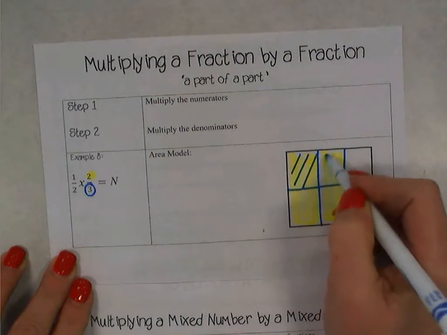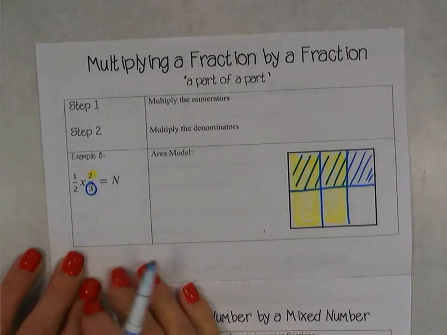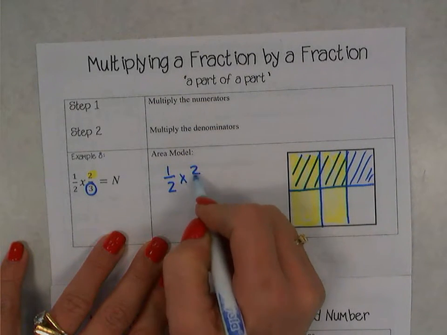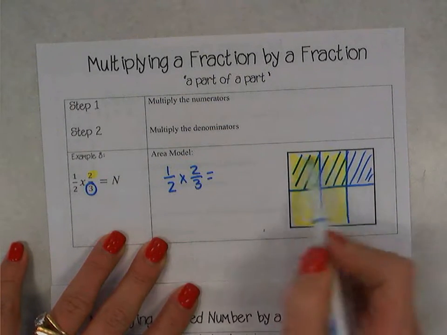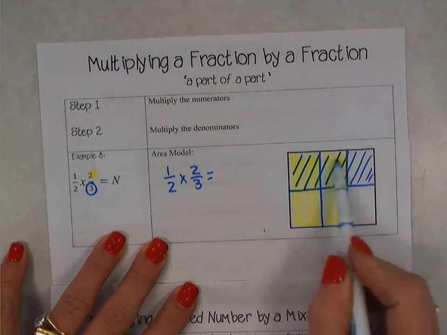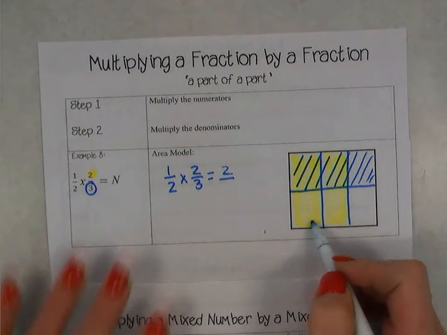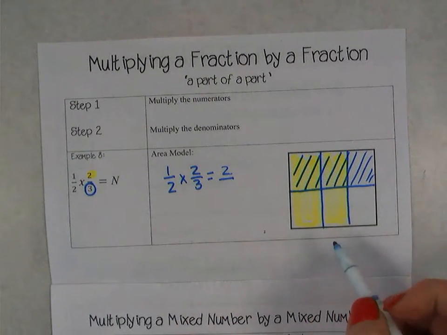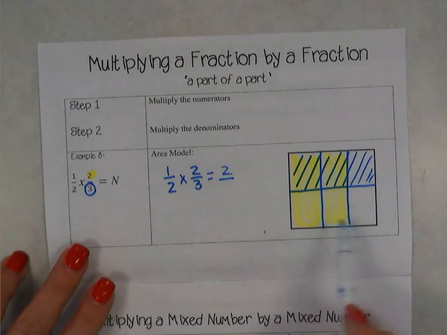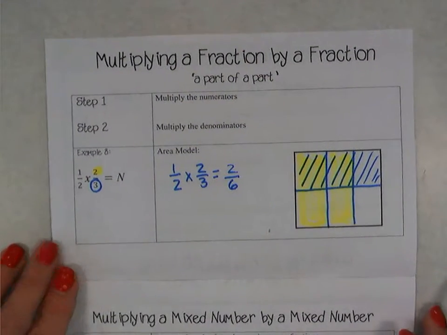And you'll notice my blue shading here represents half the pan, but my double shading represents half of 2/3. So how many pieces here are double shaded? There's 1, 2. Out of how many total pieces? So remember, the pieces have to be the same size. So if I look at the same size pieces here, I have 6 of them in the entire pan. So my answer here is 2/6.